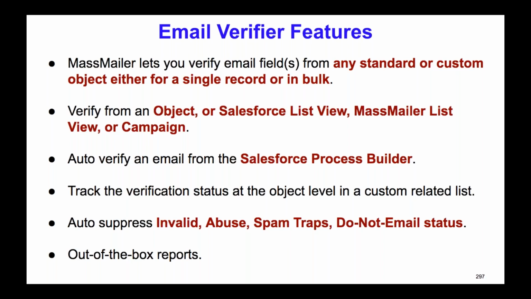As you can see here, we auto-suppress certain email status values. So these are definitely not recommended to send emails to: invalid, abuse, spam traps, and do not email. We'll get to the various status values in a moment.